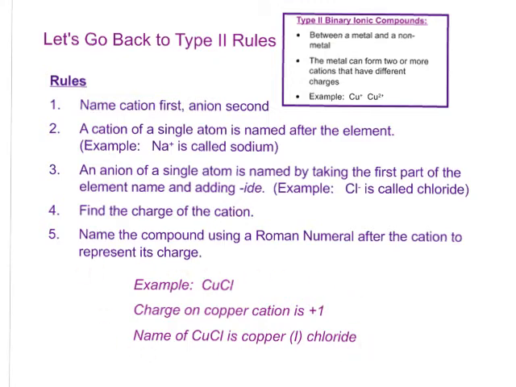Here's an example. Copper chloride. Remember, earlier we found that the copper cation is +1 in this example. We are going to name this compound like this: copper, and then a Roman numeral 1, chloride. And the Roman numeral 1 is in parentheses. This tells us that the copper has a +1 charge. And we say it, copper 1 chloride.